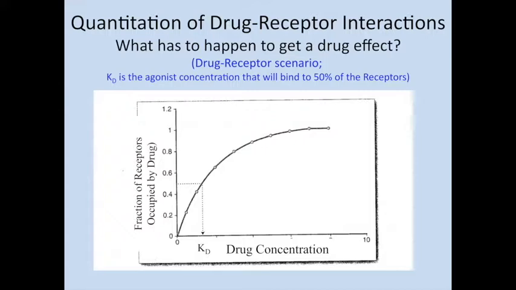If it has a super high KD value, it means you've got to give a lot of the drug in order to occupy that receptor. There are probably some other receptors that are being occupied by that drug too. And then you lose what's called selectivity.